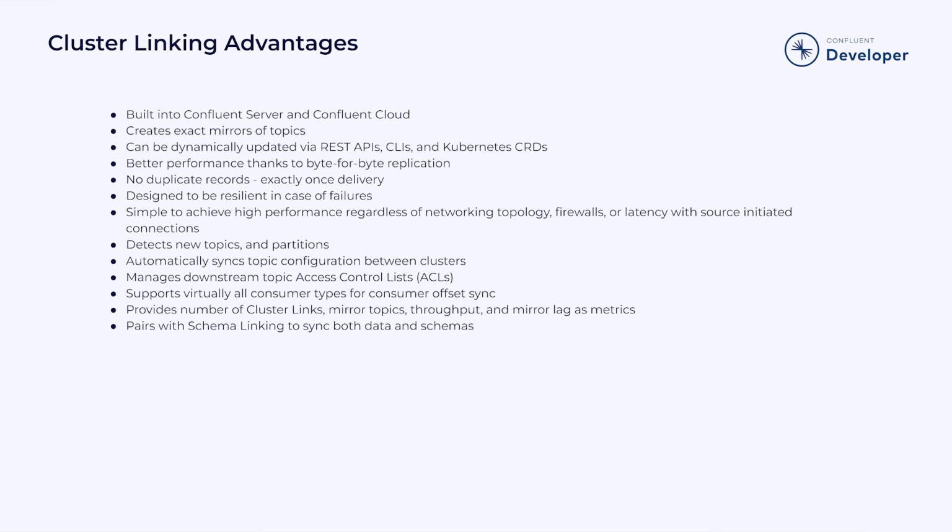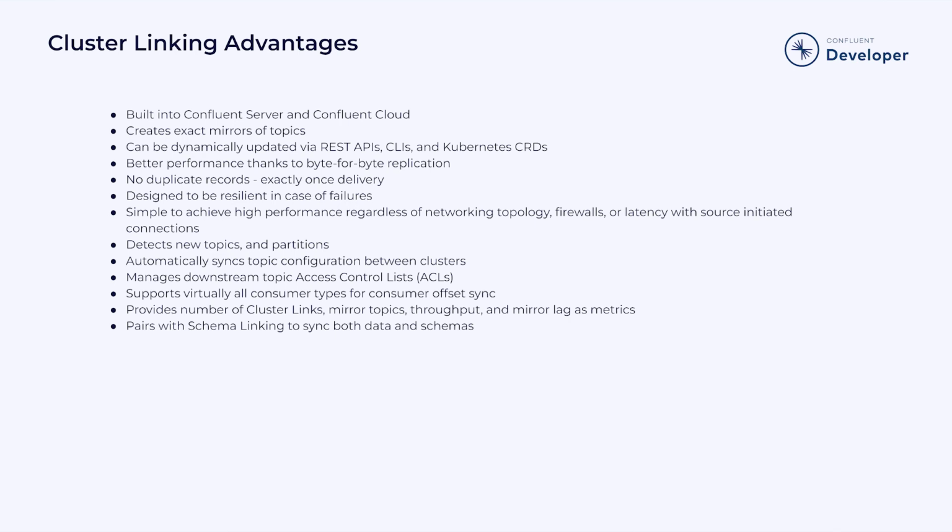For compressed messages, byte-to-byte replication achieves faster throughput by avoiding decompression and recompression. No duplicate records will appear in a mirror topic with regard to what the source topic contains. Cluster linking is designed to be resilient in the face of failures, such as broker outages, partition reassignment, or network issues. This helps ensure that your data replication remains reliable even in the face of infrastructure flakiness.